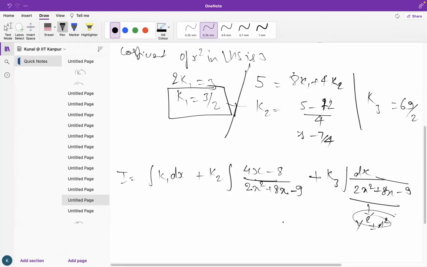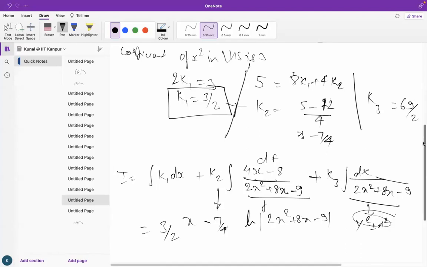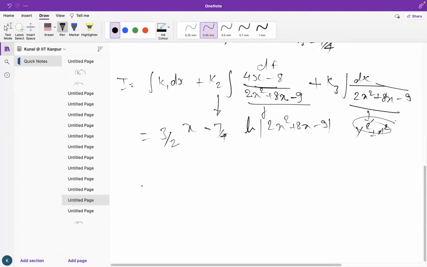So when we do this, it will be equal to 3 by 2 x. And when we integrate this function, this is our f function, and this is our df function, right? So this is directly equal to minus 7 by 4, which is our k2, times ln of 2x square plus 8x minus 9. And this function is of the standard form, so let's calculate it separately. When we integrate this function, the value of k3 is 69 by 2, right? So we integrate dx by 2x square plus 8x minus 9.